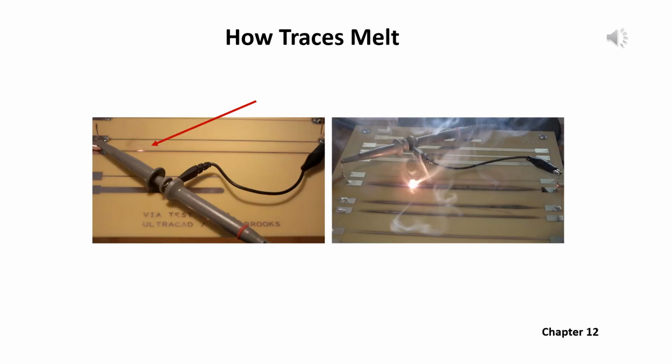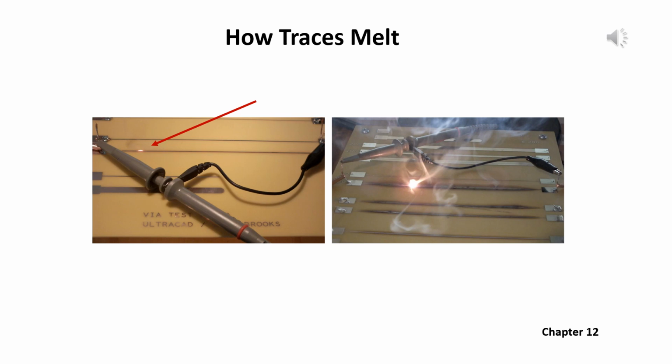Here are two images showing the moment that a trace fuses or melts. On the left, what we see is a little bright spot that is one frame in a video, 1/30th of a second. There is nothing on the frame before, there is nothing on the frame afterwards. It's just this little tiny spot.